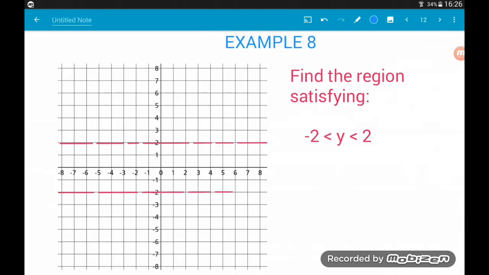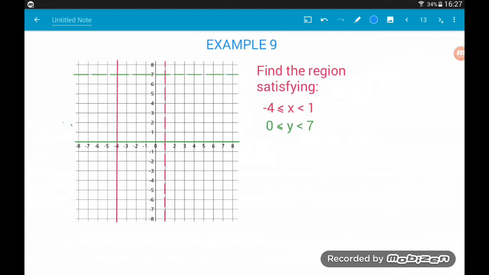Okay, so we want to find the region satisfying y is greater than minus 2 but less than 2. So we plot both lines, y equals minus 2 and y equals plus 2. Now they're both dashed because they are both strict inequalities. So the region that we want is the region bounded by both lines. Nothing above the top, nothing below the bottom.